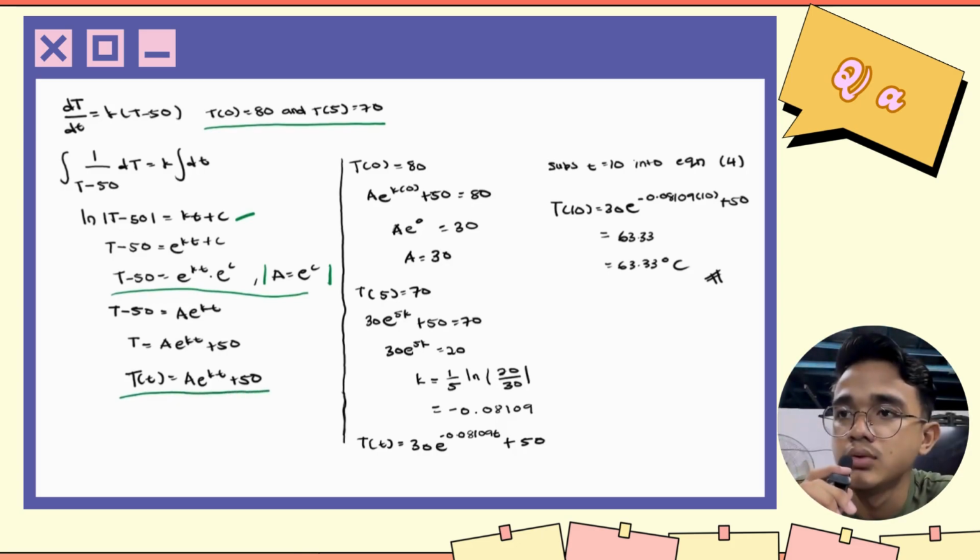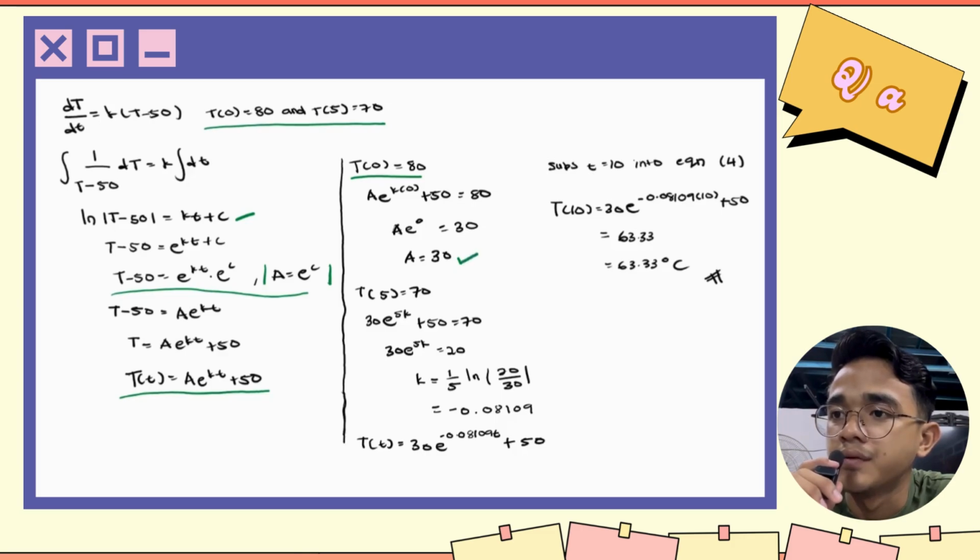Okay, the next step is to apply the conditions given to find the values of A and k. First, T(0) equals 80. We substitute 0 into the equation: A e to the power of 0 times k plus 50 equals 80. Then we get A equals 30.